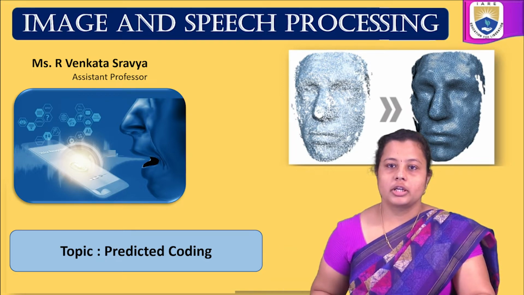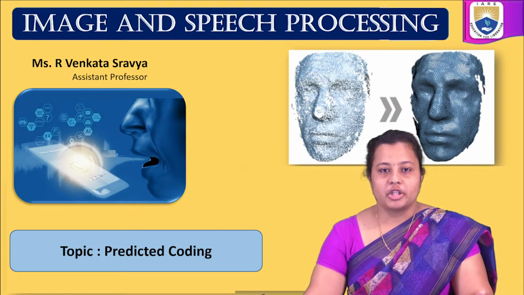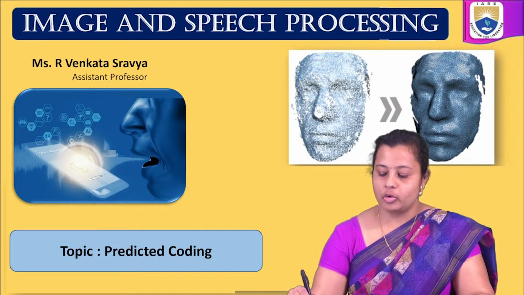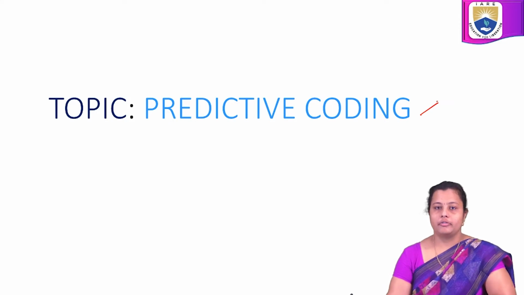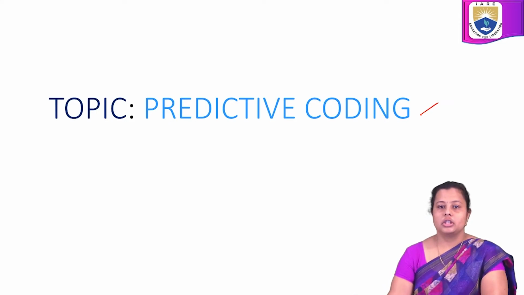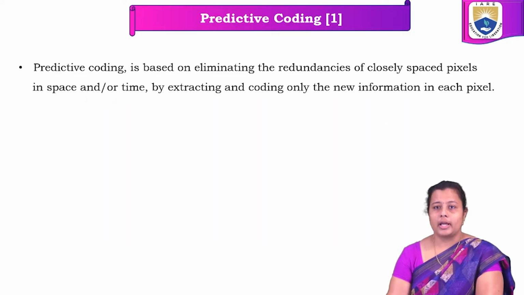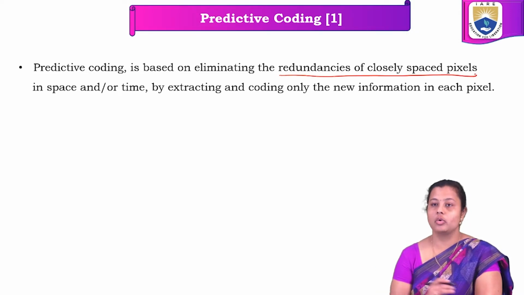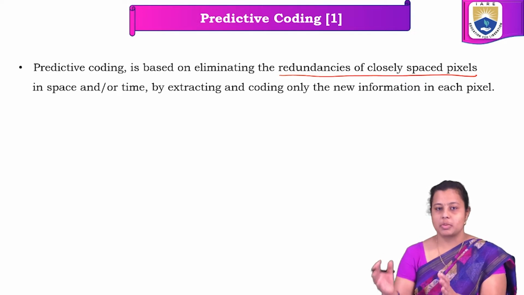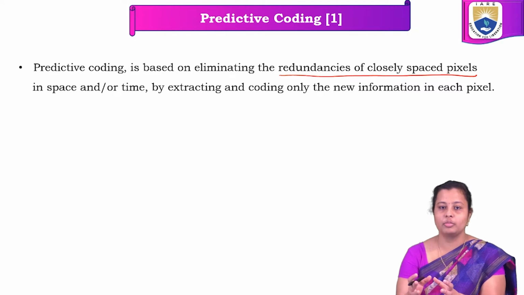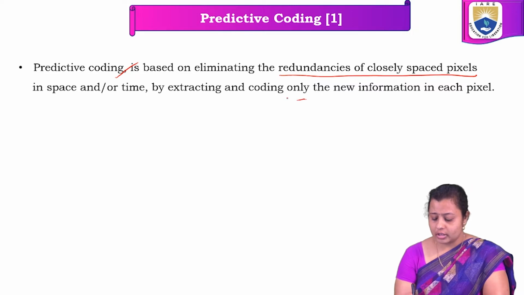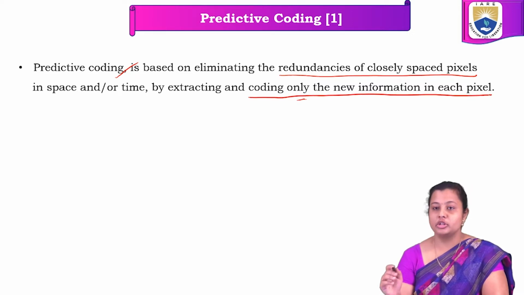So in today's video lecture, we will be talking about a compression technique called predictive coding. This is a very important topic which is used in real-time applications nowadays. So what actually is predictive coding? It is for reducing the redundancies of closely spaced pixels. If they are closely spaced, continuous pixels, we try to reduce the redundancy of that group, and then we use predictive coding. And we are coding only the new information in each pixel.